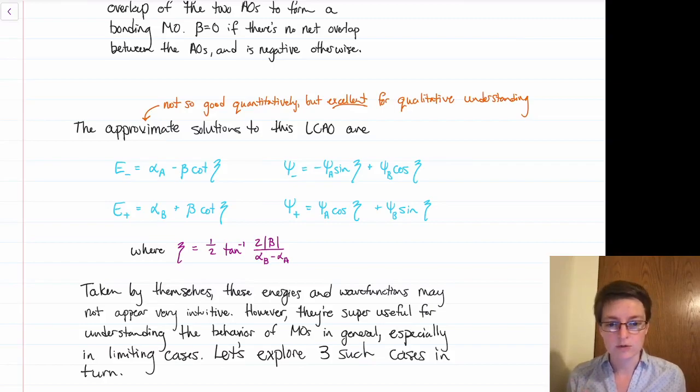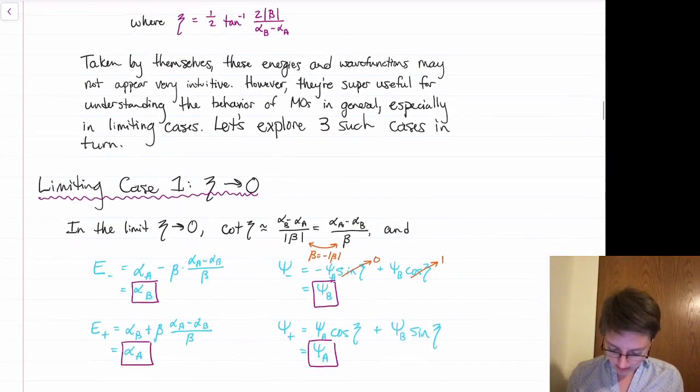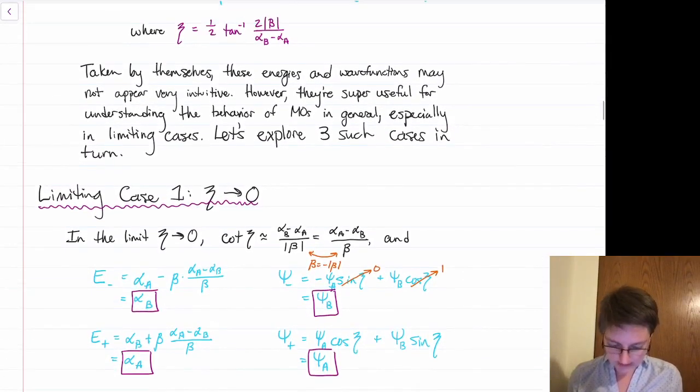So what we're going to do is explore three limiting cases of what zeta, beta, or alpha is equal to, to help us understand some guiding principles for MOs and what types of bonding and anti-bonding combinations can form. So the first limiting case that we're going to study is when zeta goes to 0.